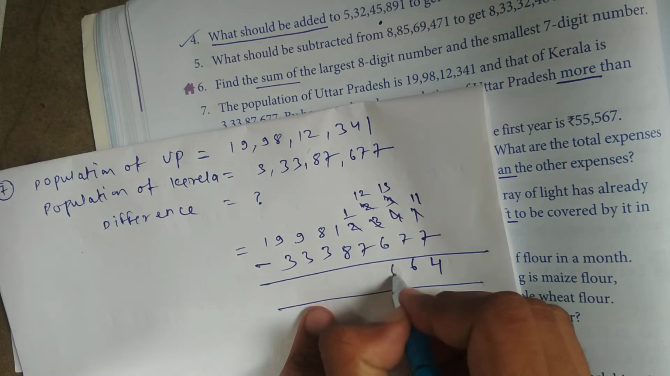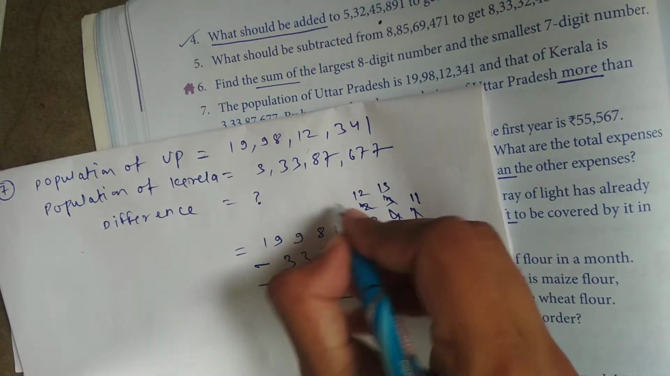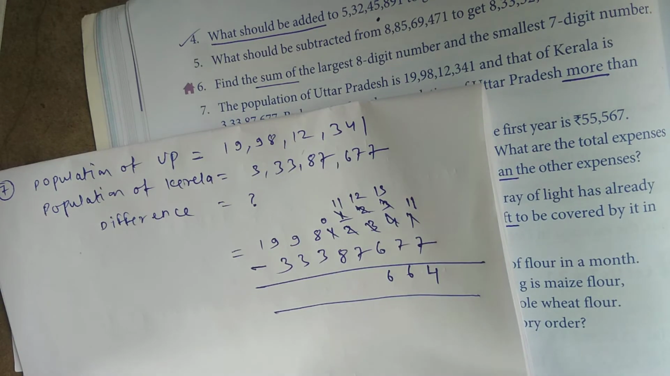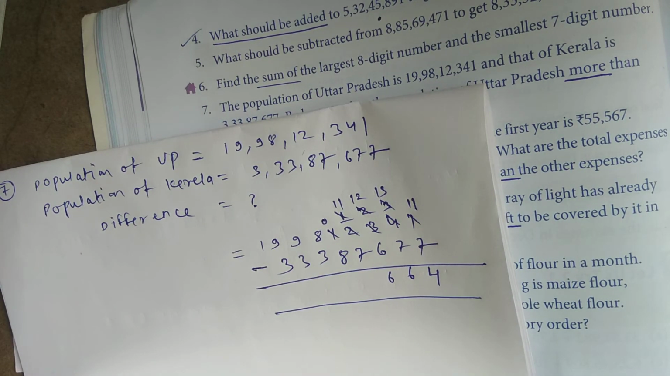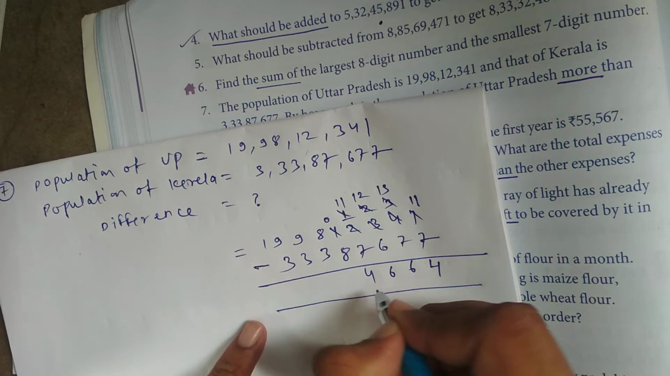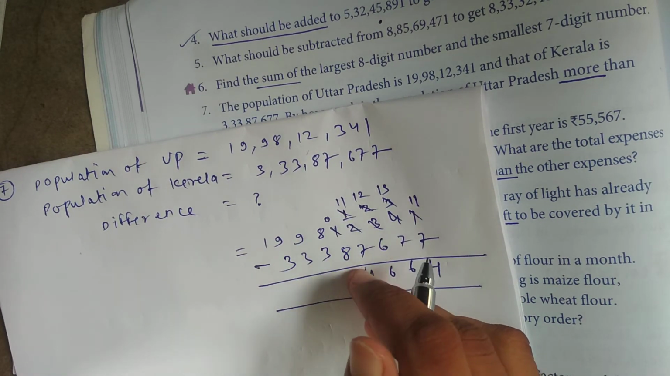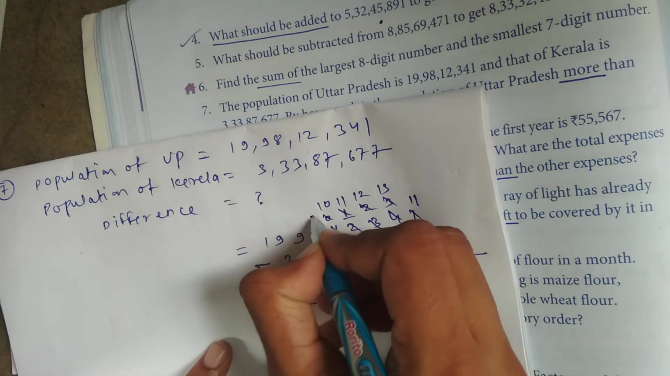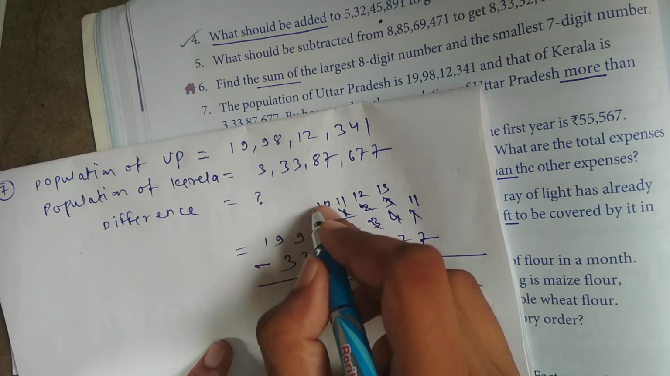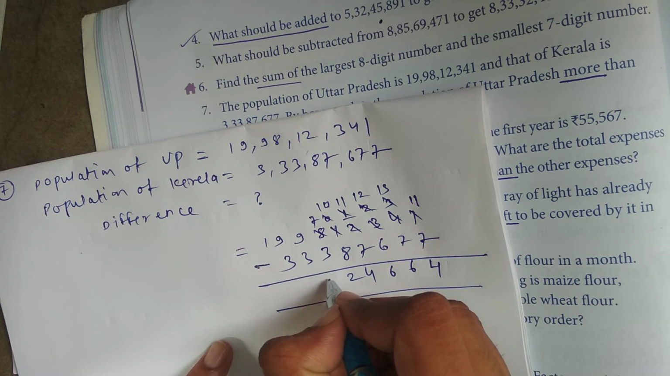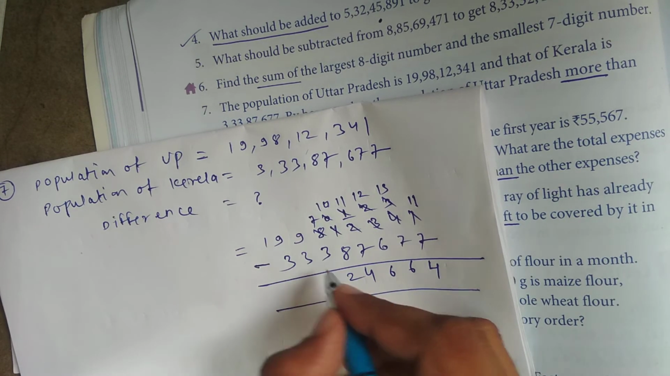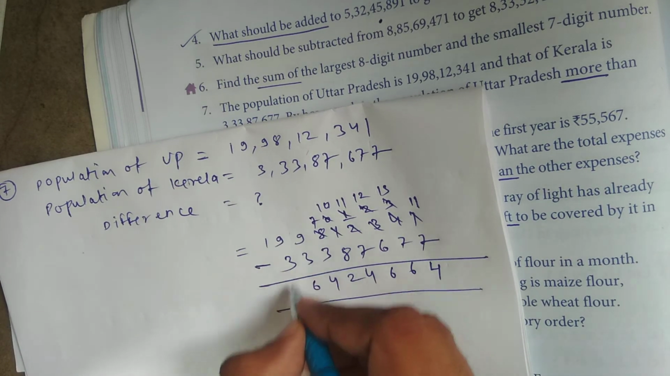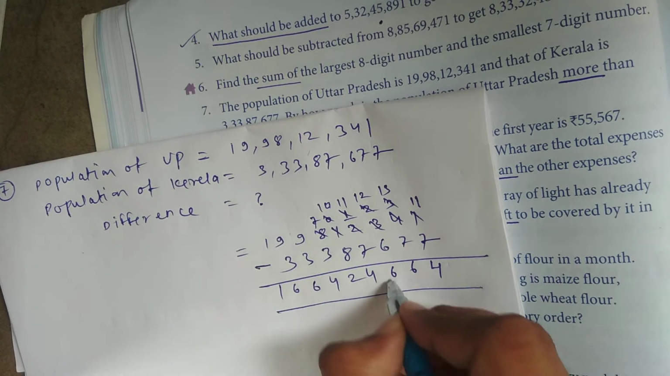12 minus 6, 6, and here 11, it will become 0. 11 minus 7, 4. 0 means what? It will become 10, it will become 7. 10 minus 8, 2. 7 minus 3, 4. 9 minus 3, 6, and 9 minus 3, 6, and 1. So the answer is that.